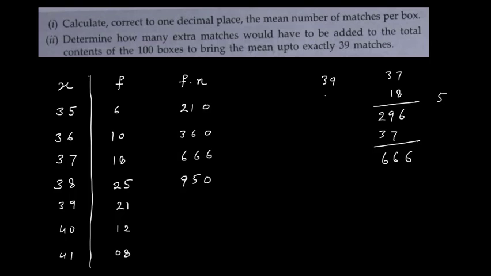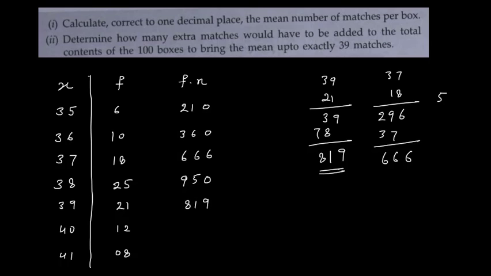Then 21 into 39. So 39 we multiply by 21. So 1 into 9, 9, 1 into 3, it is 3, 2 9s are 18, 2 3s are 6, 1 more is 7. So this is 9, 8 plus 3 is 11, and this is 8, 819. So this next value is 819.